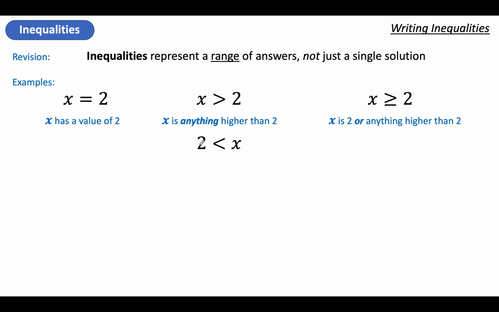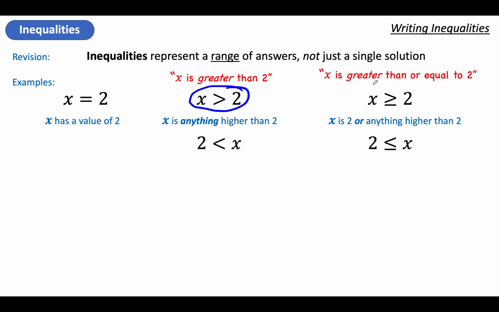This thing here that you could read as 2 is less than x, you could equally read as x is larger than 2. Which brings me on to how we say these, which is x is greater than 2 is how we generally say this top one up here. X is greater than 2. And the one on the right hand side we'd say is x is greater than or equal to 2. So the greater than comes first and then we do say equal after that.